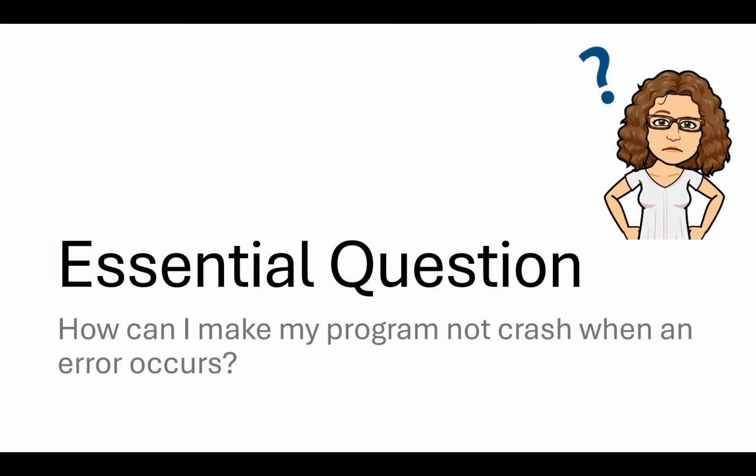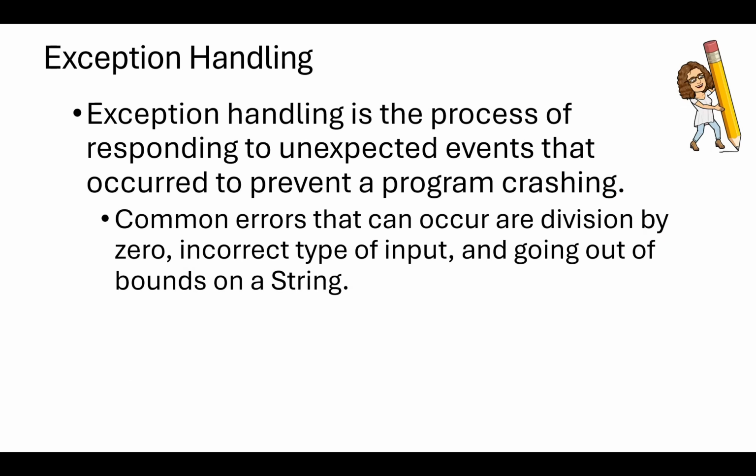So today we're going to talk about try catch, which is a very special thing for error checking in our program. Our essential question today: how can I make my program not crash when an error occurs? So we're trying to prevent those runtime errors that can sometimes happen. So exception handling is ultimately what we're doing. Exception handling is the process of responding to unexpected events that occur to prevent a program crashing.